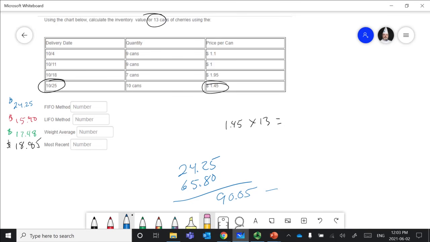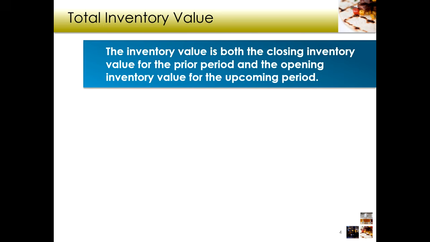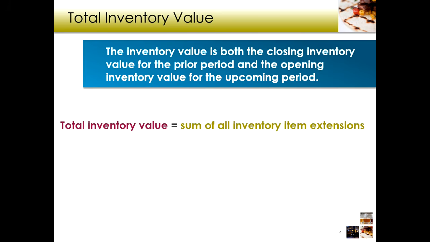So this is our inventory for the end of October, our closing inventory for October, but it's also our opening inventory for November, right? So if we go to calculate our food cost for November, we're going to use this value as our opening inventory, and then our new calculation at the end of November for our closing inventory. That's what this slide is talking about. Like I mentioned, total inventory value is going to be the sum of all the inventory items extensions.